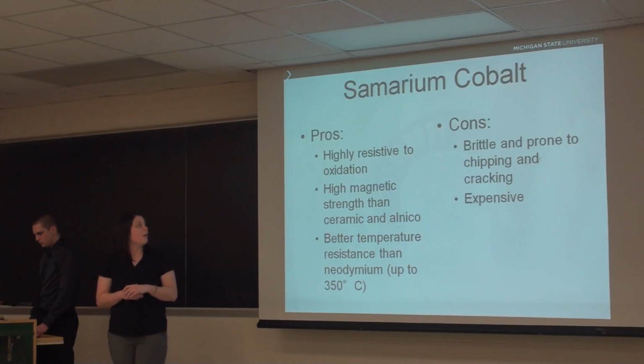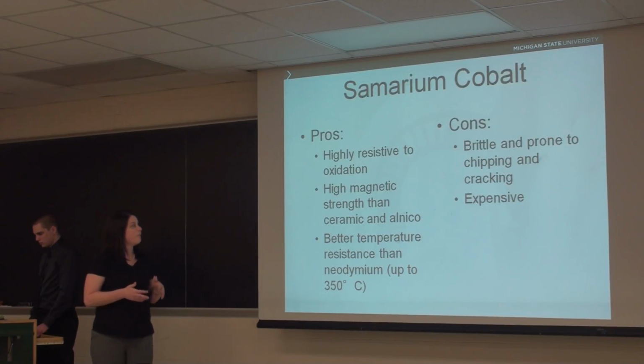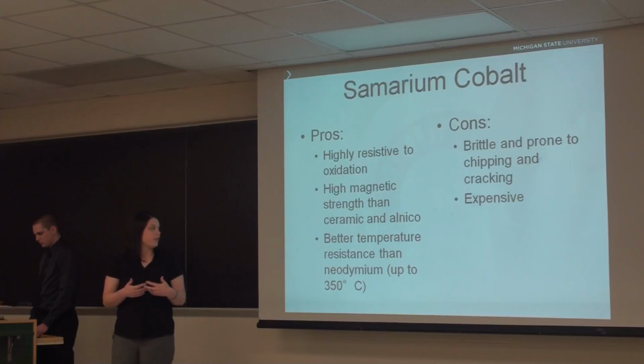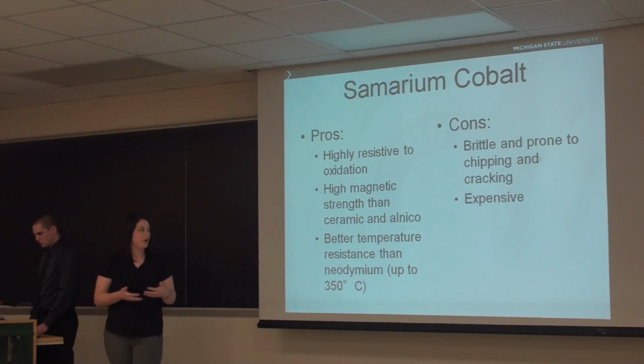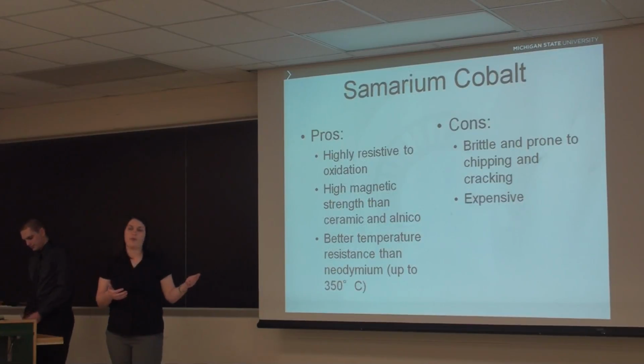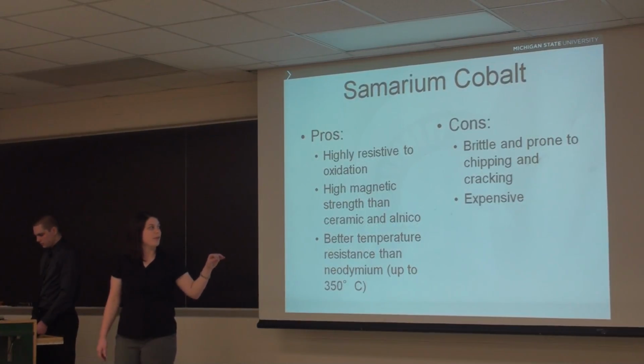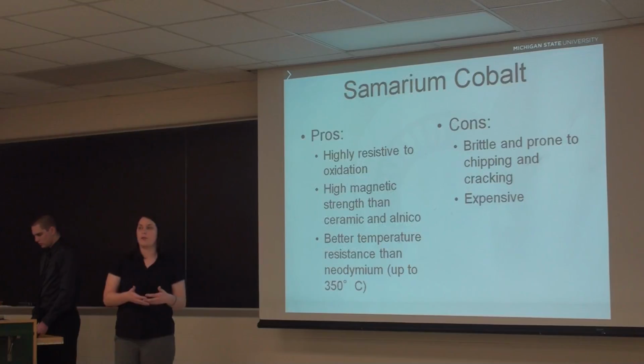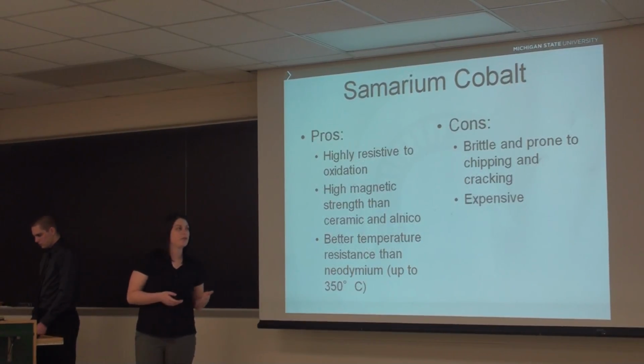Then samarium cobalt is highly resistant to oxidation. It has a high magnetic strength compared to ceramic and Alnico, and it has better temperature resistance than neodymium. But the problem with it is that it has low mechanical strength. It's brittle, prone to chipping or cracking, and it is expensive.